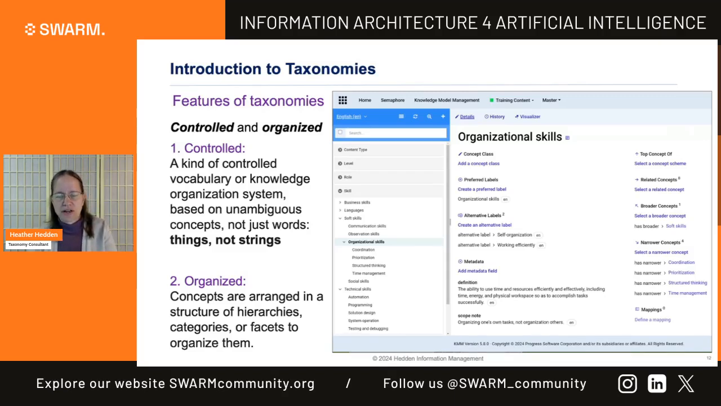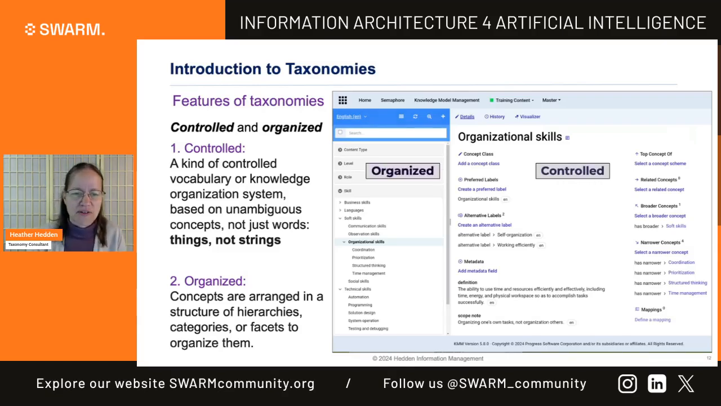Now, this screenshot here shows one of several taxonomy management systems. Others are similar, where you have both the controlled area and the organized area for the same concept. So I have this concept called organizational skills, and you can see its different labels, and its definition and scope note. That's all about the control. And on the left, the organized, where does it fit in the hierarchy? It's under soft skills, which is under skills, and we have other kinds of skills in this taxonomy.